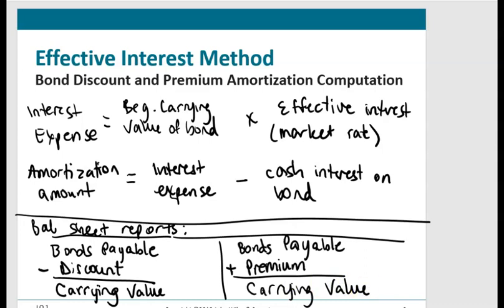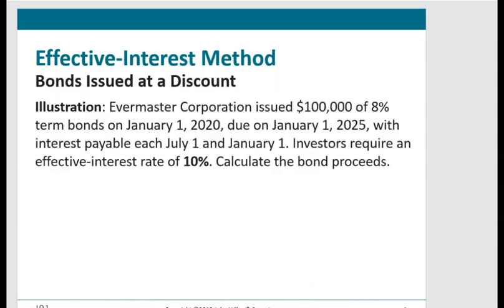Let's take a look at an example. Evermaster Corporation issued 100,000 of 8% term bonds on January 1st, 2020 through January 1st, 2025, with interest payable each July 1st and January 1st. Investors require an effective interest rate of 10%. So we see here that the stated rate is 8% and the effective or market rate is 10%.